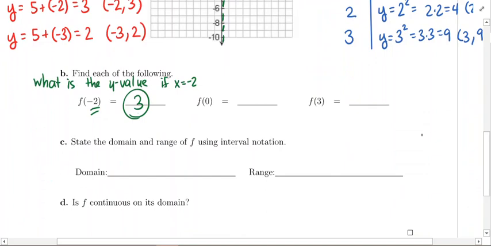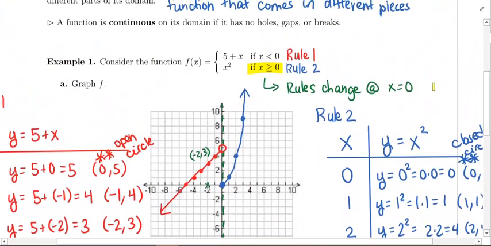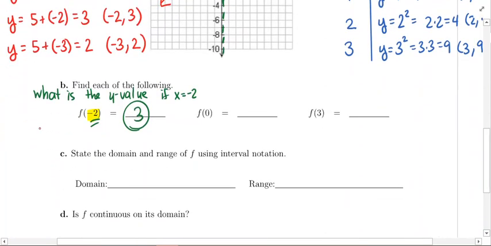The other way you can do this: whatever is in parentheses is your x value. So here x is -2. You could go up to the rule. Does rule 1 or rule 2 apply here? Well, if your x value is -2, it falls in the category where x is less than 0. So you would use rule 1 here, and plug into the rule.